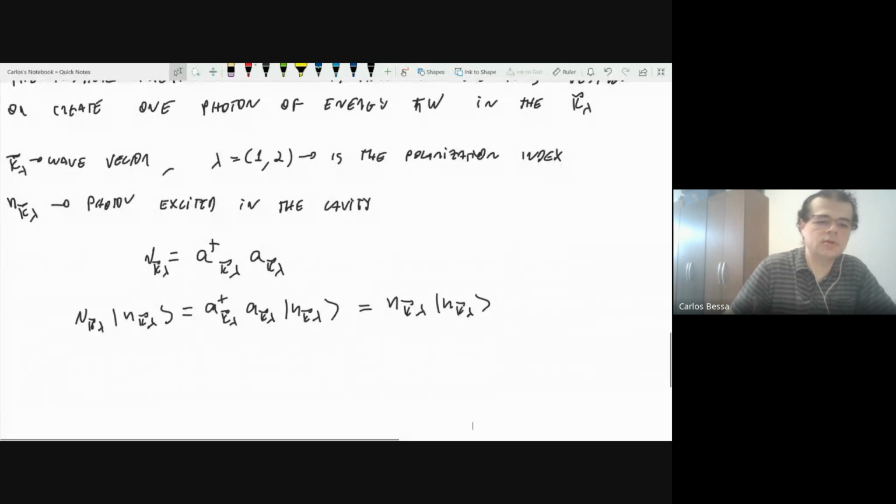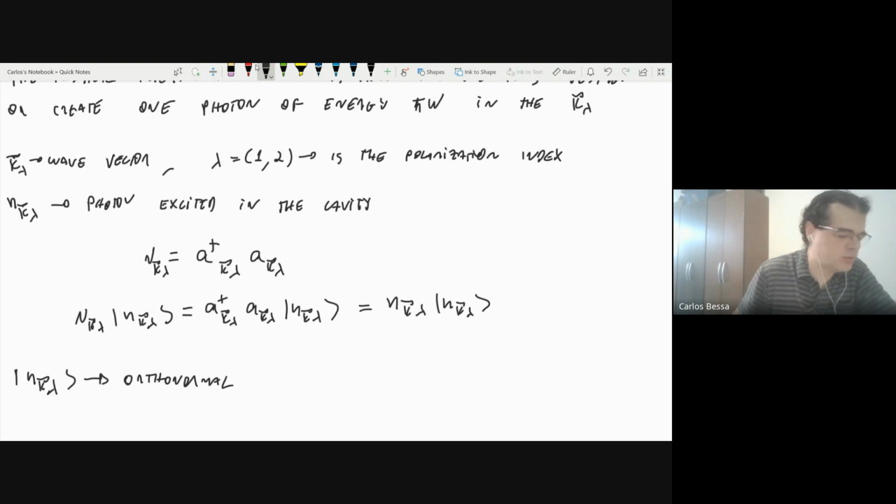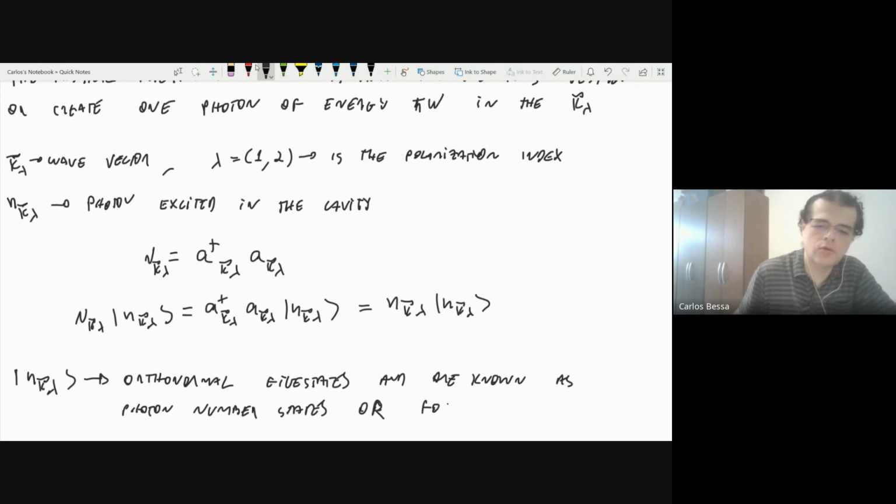And now this state, which in the case of the harmonic oscillator we just called the number state, they are orthonormal eigenstates, and are known as photon number states, or Fock states. Okay.